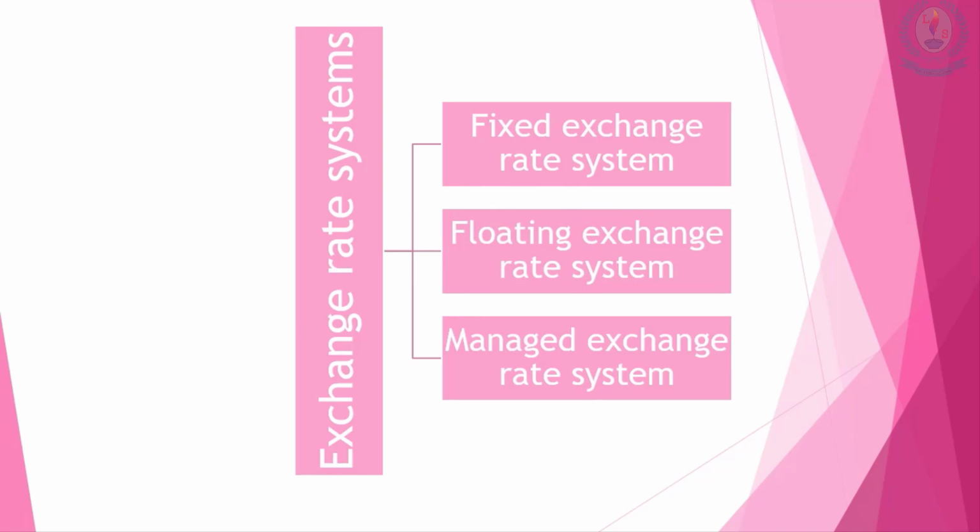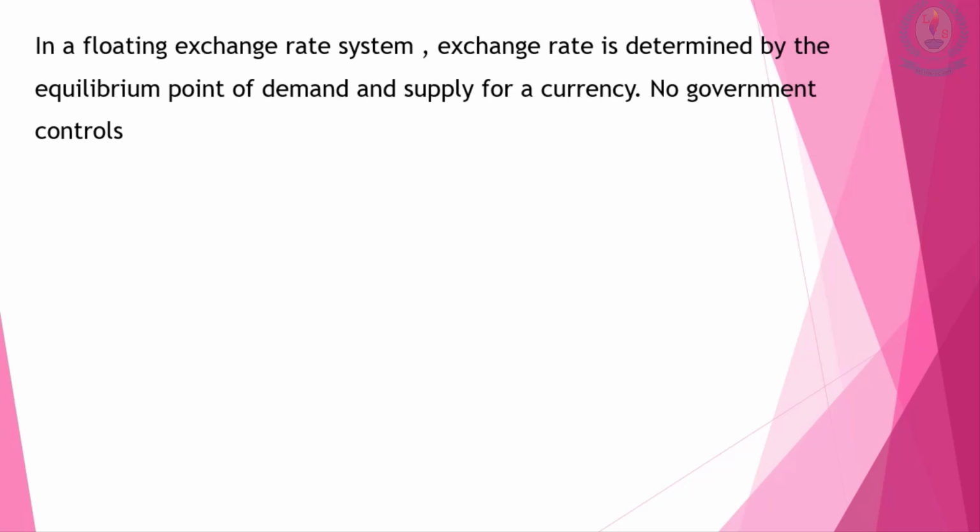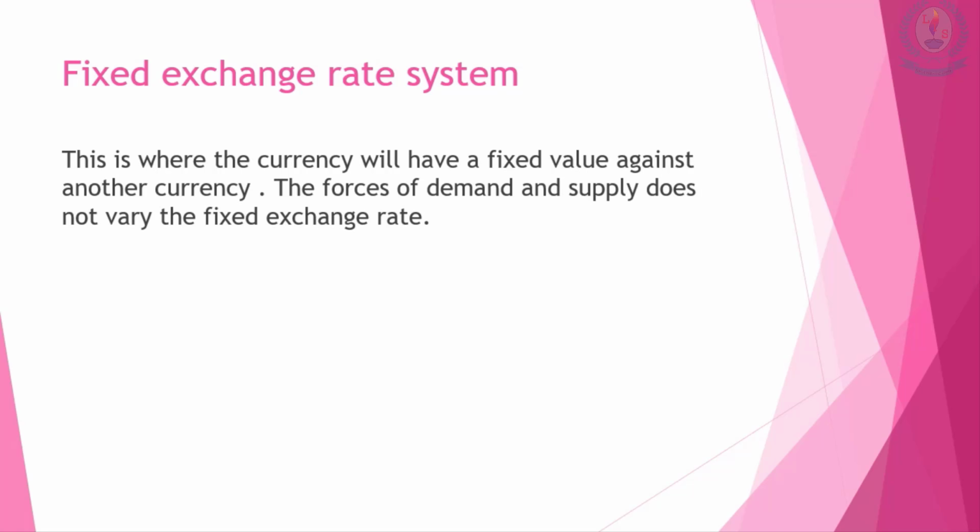Let us now look at the types of exchange rate systems. We have the fixed exchange rate system, the floating exchange rate system, and the managed exchange rate system. Fixed exchange rate system: this is where the currency will have a fixed value against another currency.